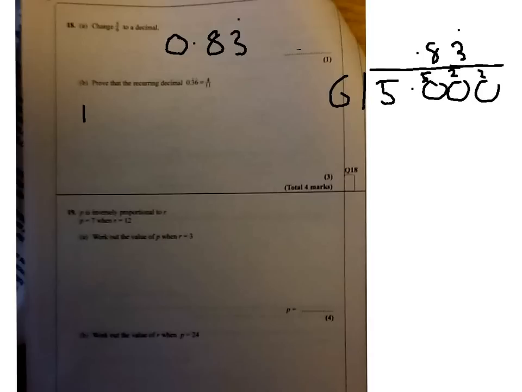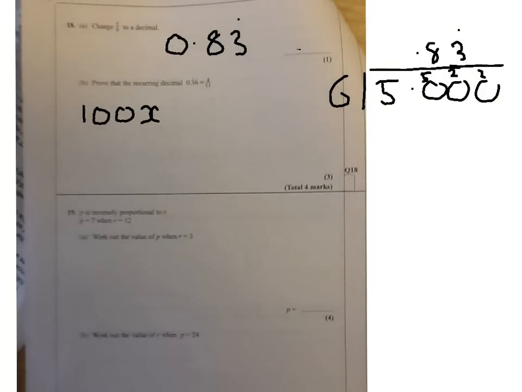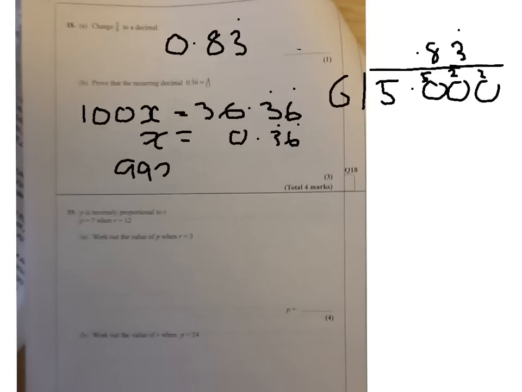So we'll write out 100x, which would be 100 times 0.36 recurring. So that's going to be 36.36 recurring. Now x is going to be what it was already. We've been told it equals 0.36 recurring. So if we do a subtraction, we're going to get 99x equals 36. And that eliminates this part. And that's the technique you have to use.